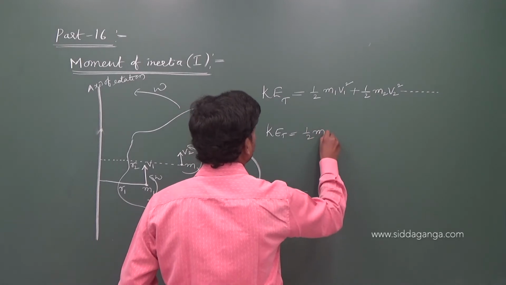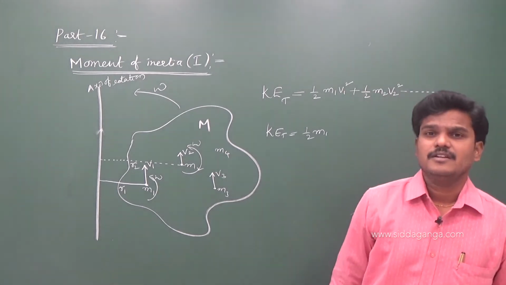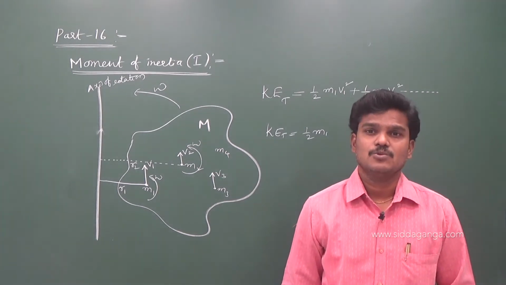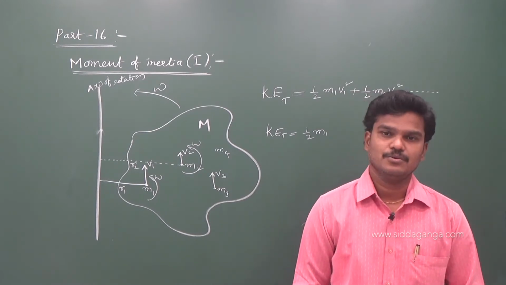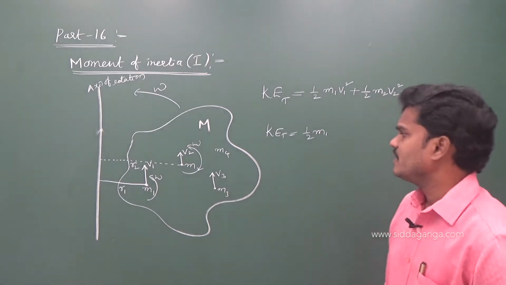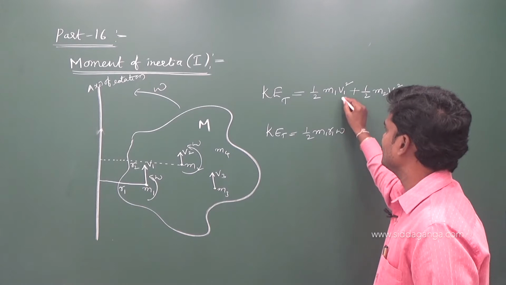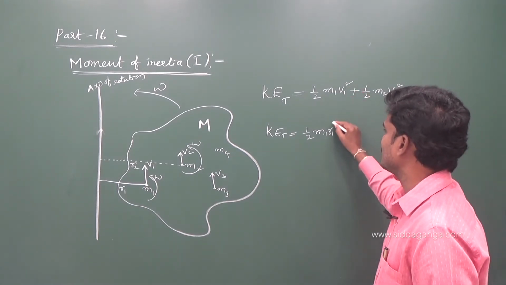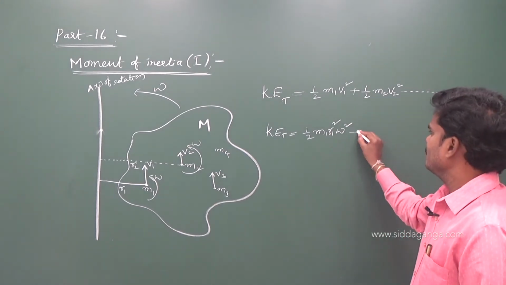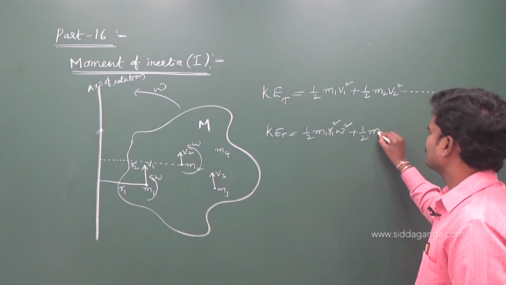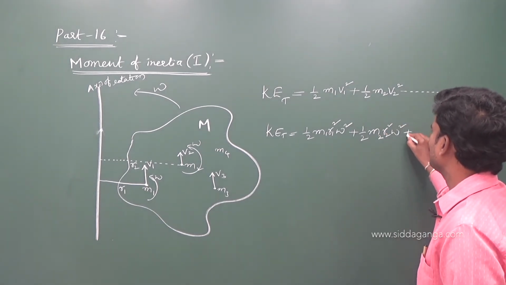v1 is the linear speed. We know if a particle is rotating about a fixed axis, then the linear speed we can write as v is equal to r omega. You learned already in circular motion, v is equal to r omega. So v1 is r1 omega, v1 square is r1 square omega square. Omega is a constant. Similarly half m2 r2 square omega square, and so on.